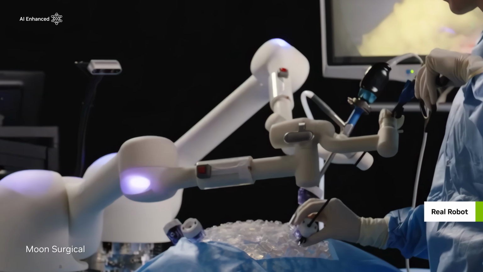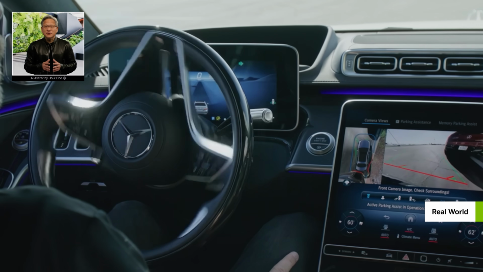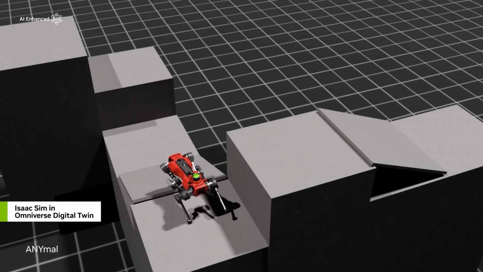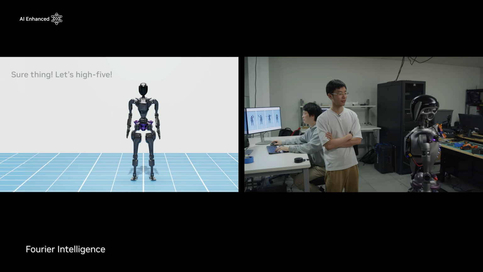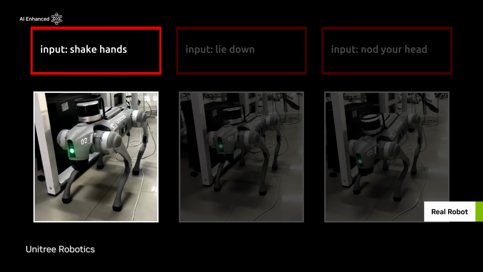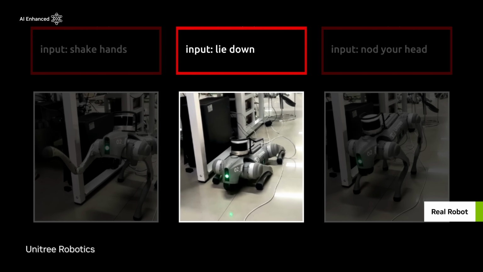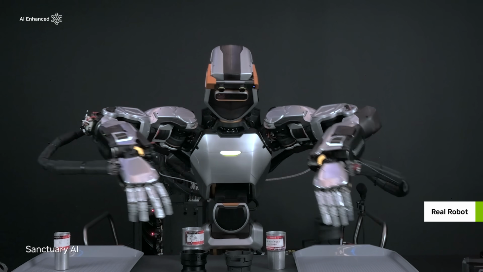The era of robotics has arrived. One day, everything that moves will be autonomous. Researchers and companies around the world are developing robots powered by physical AI. Physical AIs are models that can understand instructions and autonomously perform complex tasks in the real world.